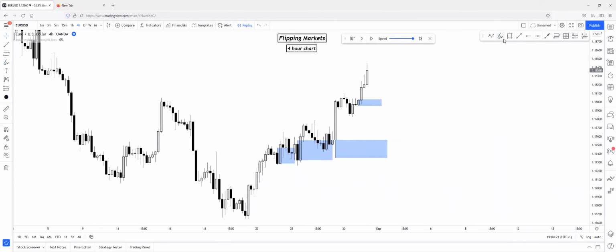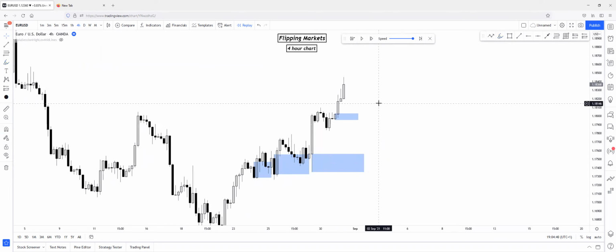Okay, as you can see, I marked out the demand zones in this region. These demand zones created an inefficient push to the upside, broke structure, and swept some liquidity. So these are valuable demand zones. As you can see on this demand zone, a huge inefficient push came into the market, a break of structure to the upside, and liquidity was taken from this region and also from this region.